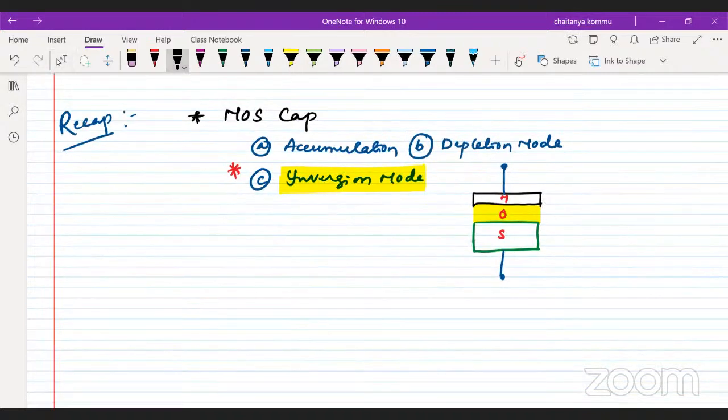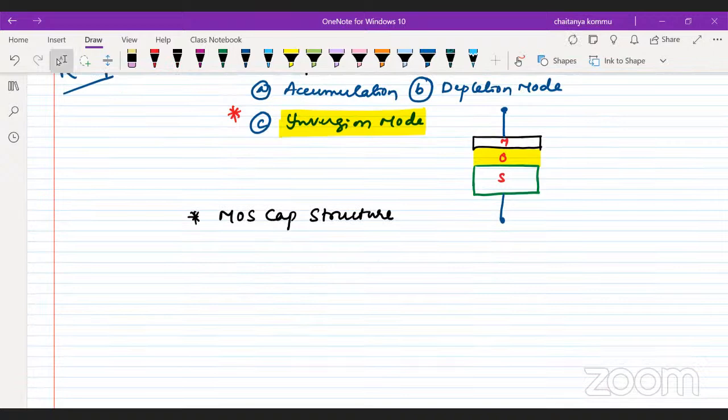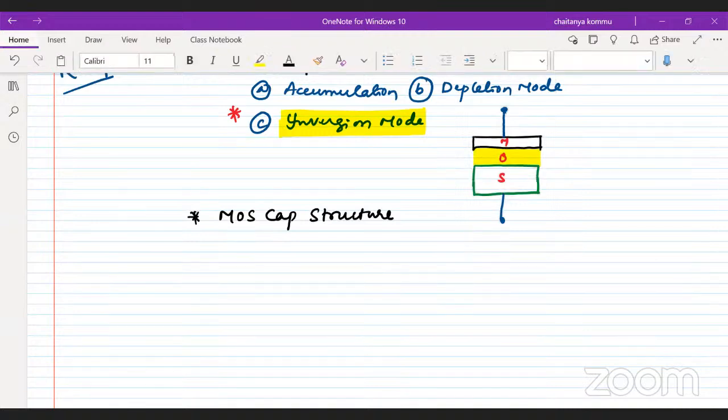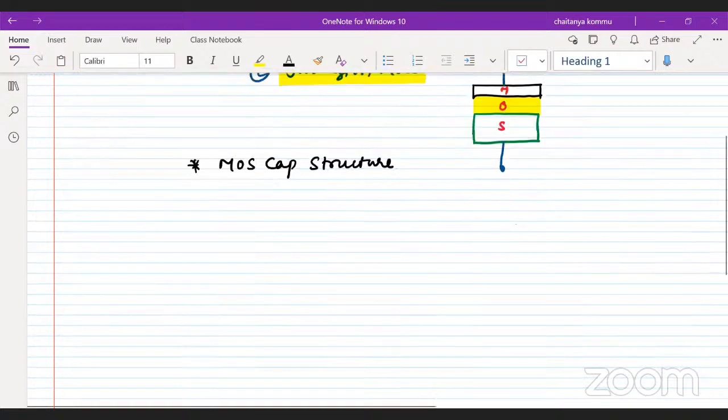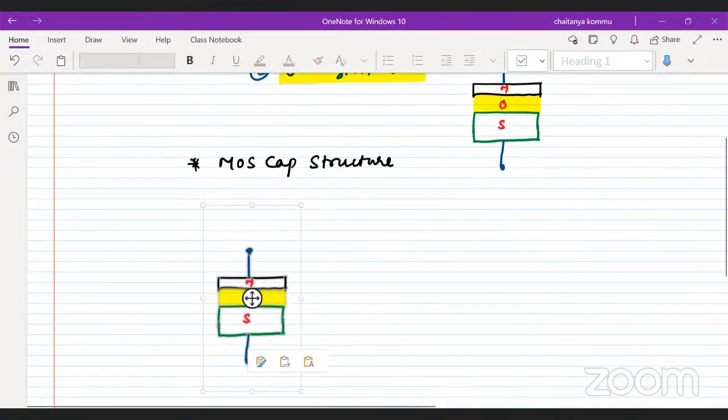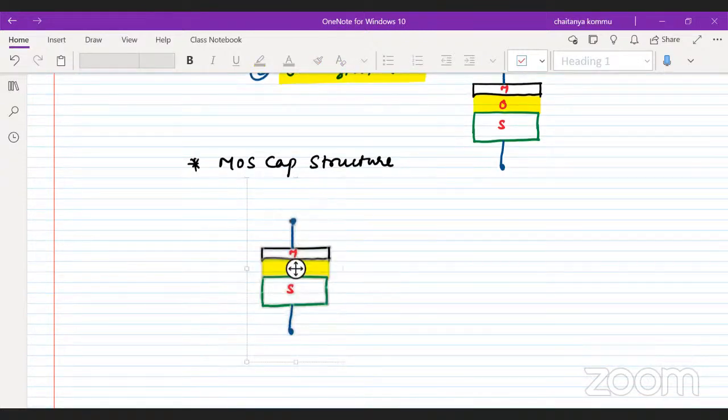The second one is the MOS capacitor structure. That means we have modified this MOS capacitor structure in order to form a transistor. Agreed? Let me copy and paste. I think today my system is somewhat slow, so please cooperate with me. Okay, this is the MOS capacitor.